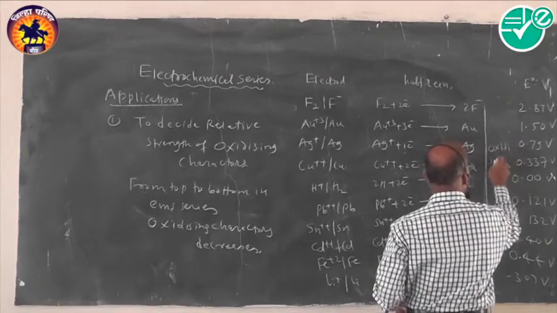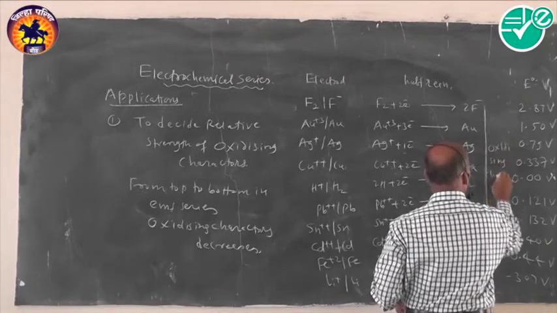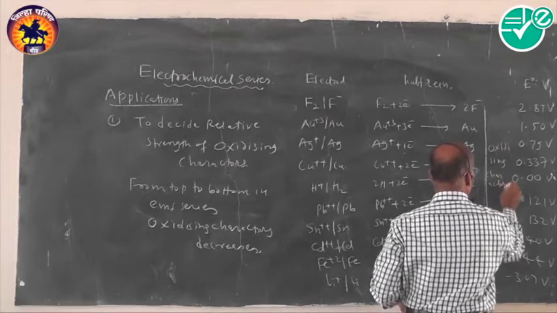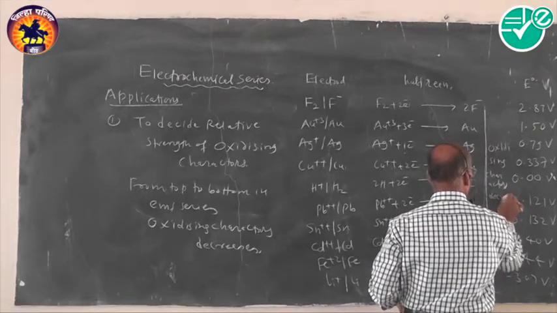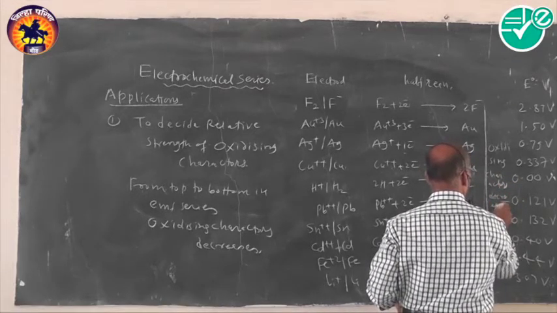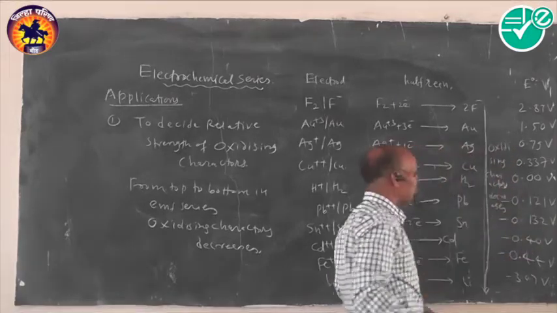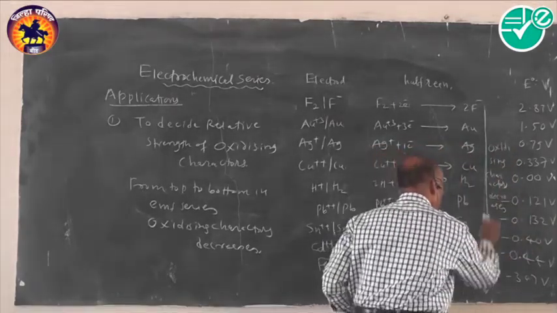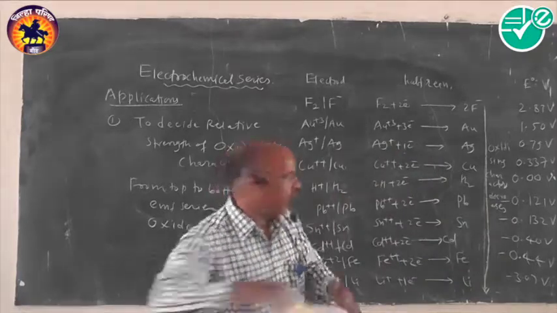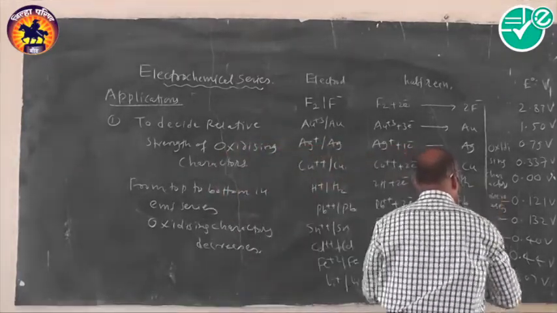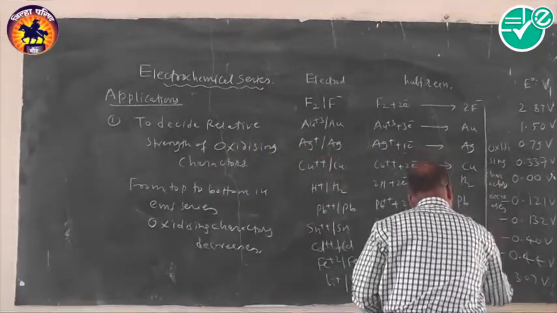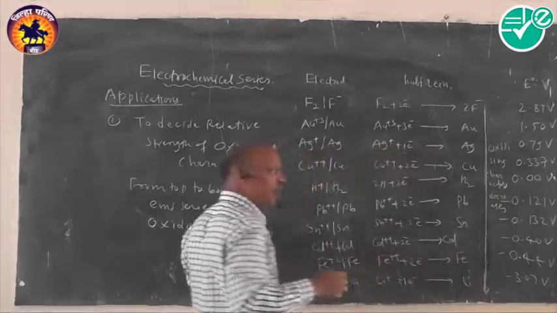Oxidizing characters decrease. Okay, like this. It is your first trend. Oxidizing characters from top to bottom always decrease in the EMF series. It is just interpreted in this fashion. It is your first job. Now what is your second MCQ point?